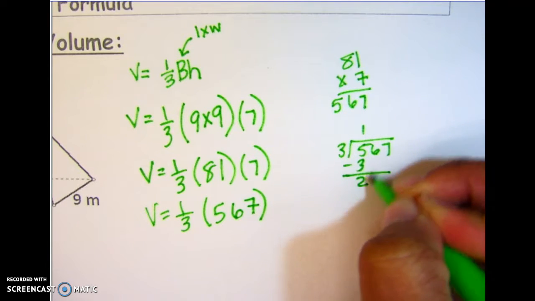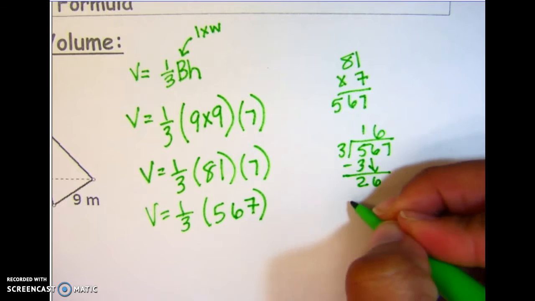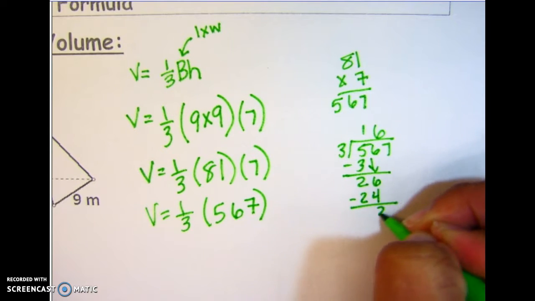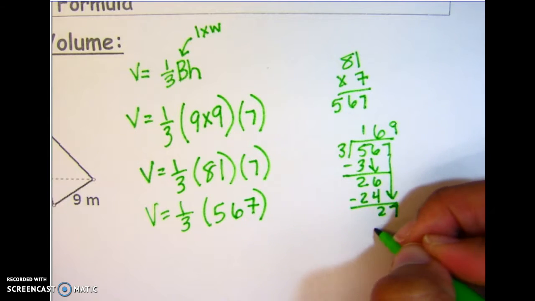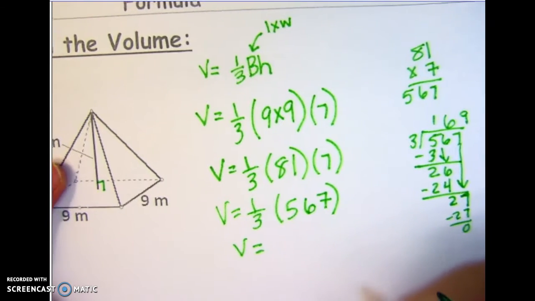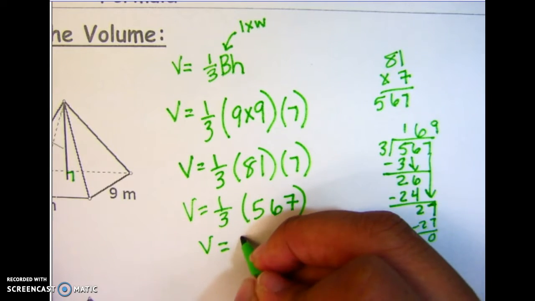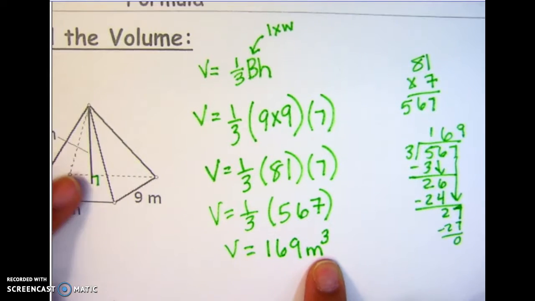Goes in 1 time, 2, bring down the 6. Goes in 6 times, 2, bring down the 7. Goes in 9 times. So my volume for this square pyramid is 189 meters cubed. We have cubic units. How many cubes does it take to fill up this square?